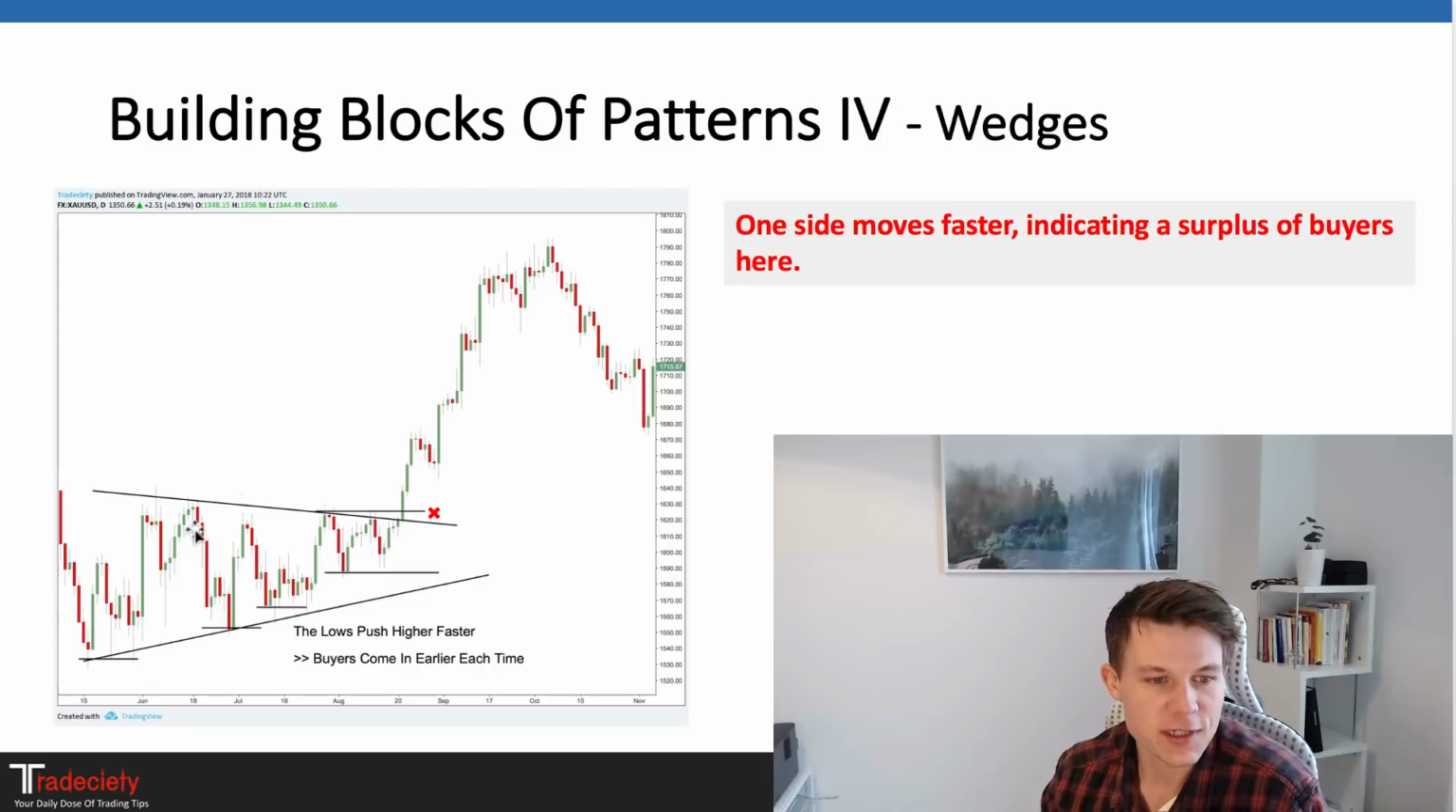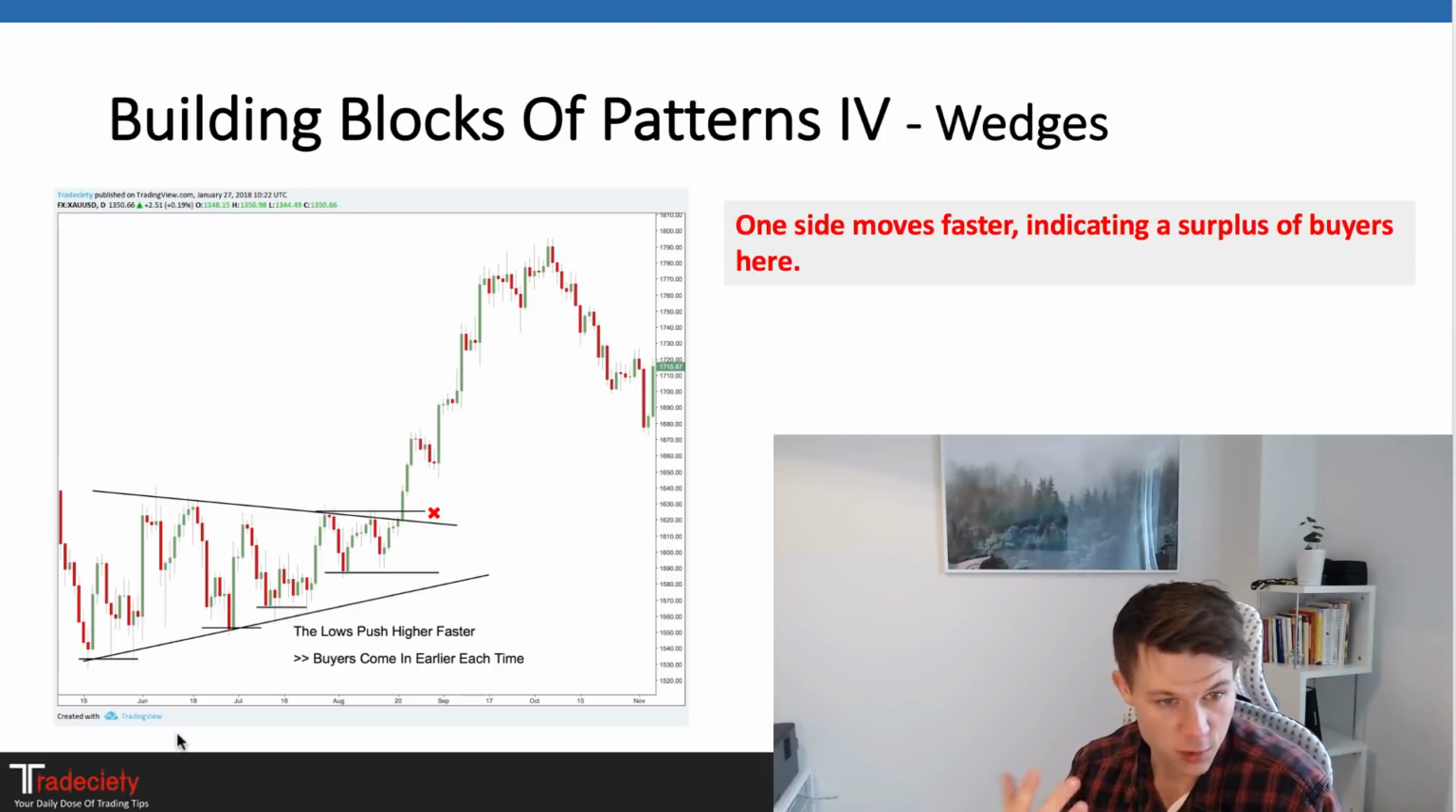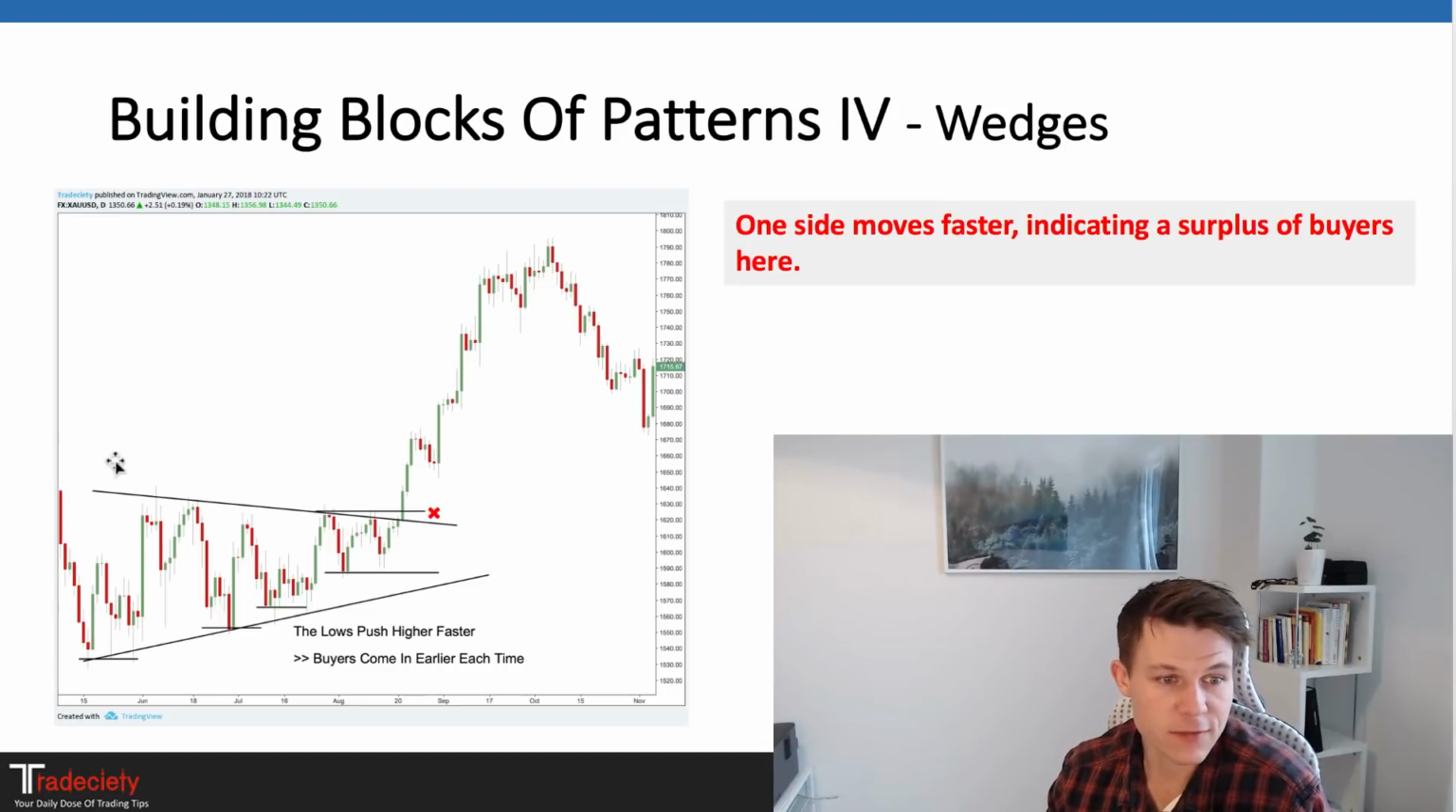Wedges are also a very good example, because they can tell us a lot if we know what to look for. A wedge, or triangle, whatever you want to call it, is characterized by two trend lines, an upper one and a lower one, and we can already see, just looking at the angle, what do we see? The lower trend line is moving higher much faster, which means that the lows are pushing higher and higher much faster than the highs are coming down.